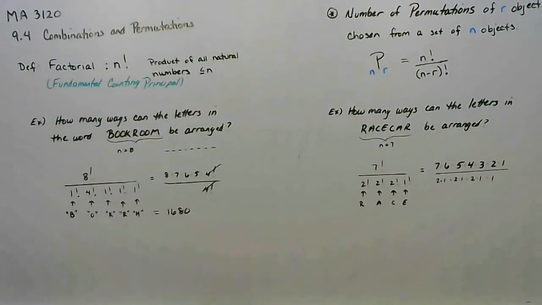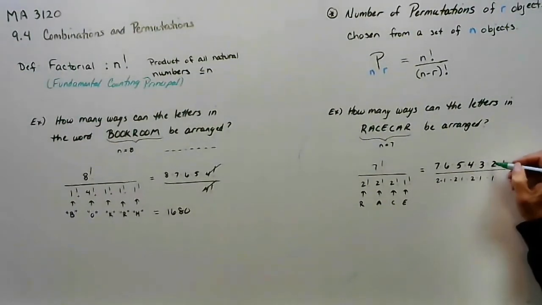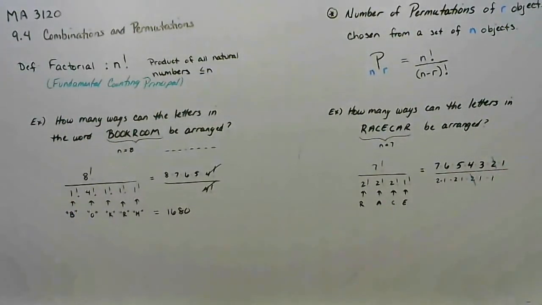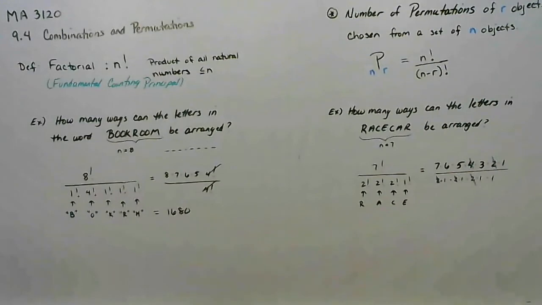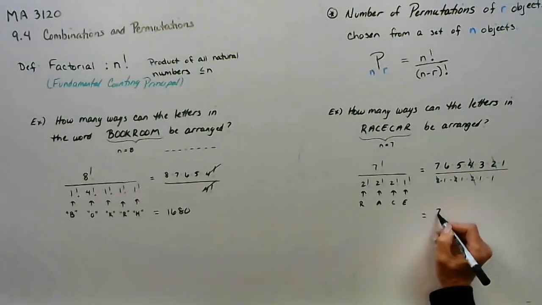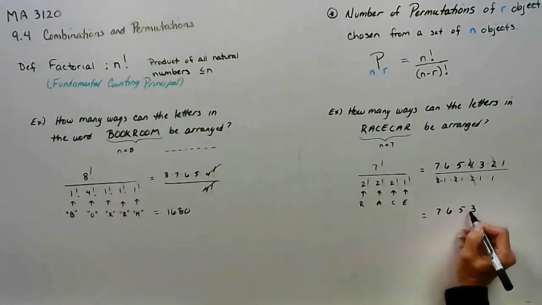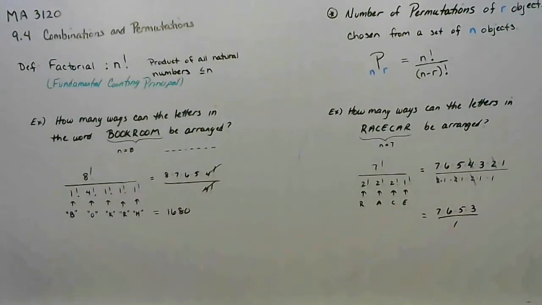And now we can reduce. If I reduce common factors, so let's see, 2 reduces with 2. And I'm going to go ahead and say 2 times 2 is the same as 4. So now I've reduced everything in the denominator except for the 1's. 1's always there. And I'm left with 7 times 6 times 5 times 3 all over 1. And I believe this comes out to be, if I've done my arithmetic correctly, 630. So there's 630 ways to arrange those letters in race car.